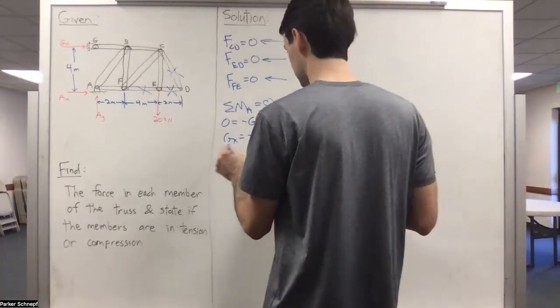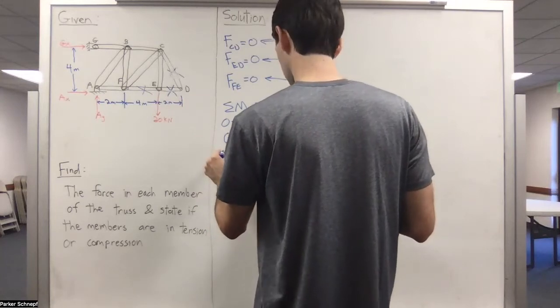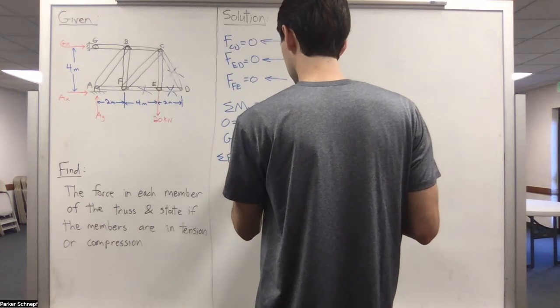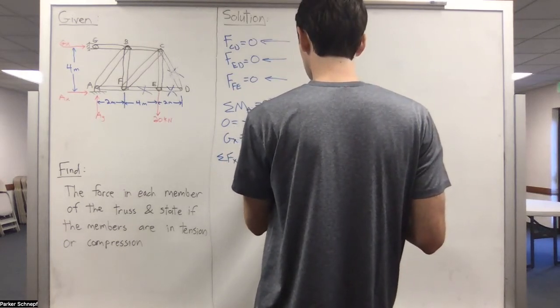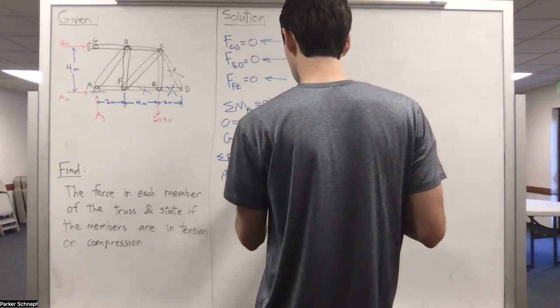All right, so now that we have that, we can solve for A_X super easy. We do the sum of the forces in X equals 0, and that's going to be A_X plus G_X, and A_X must therefore equal positive 30.